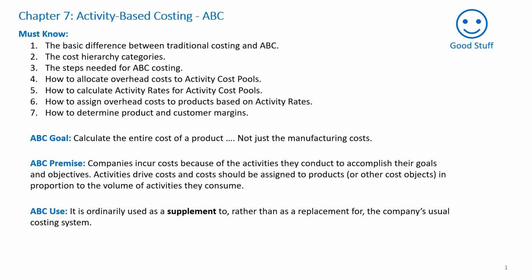The must-knows for this chapter include: 1. Understanding the basic difference between traditional costing and activity-based costing. 2. Understanding the 5 cost hierarchy categories. 3. Understanding the steps needed for activity-based costing.